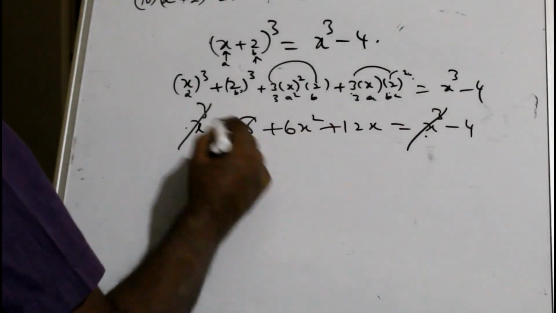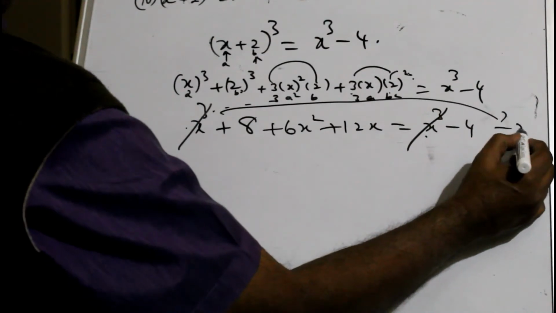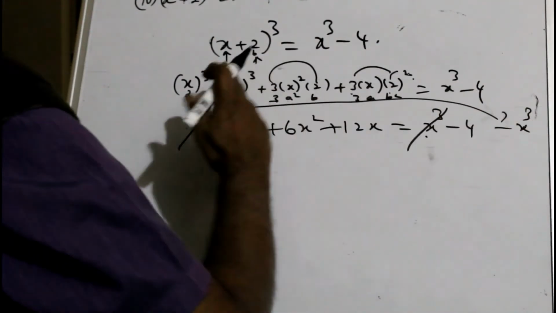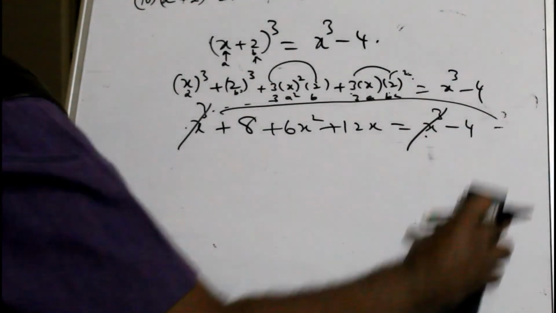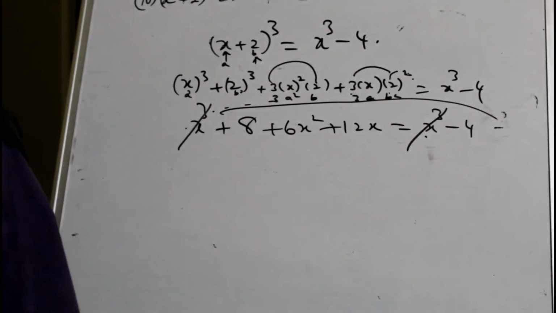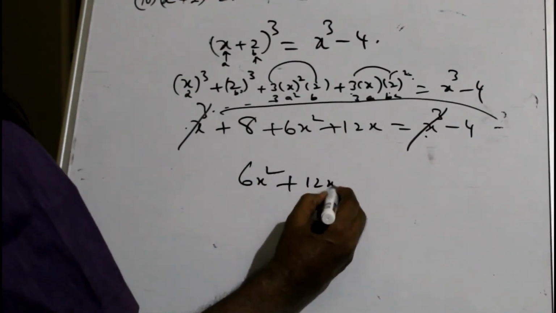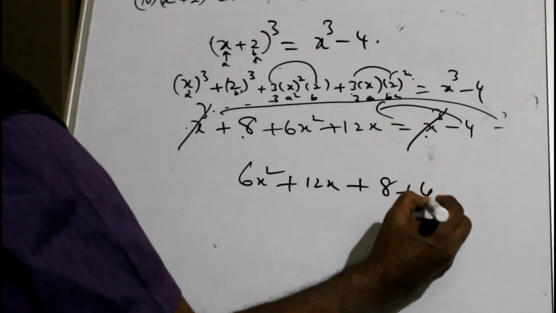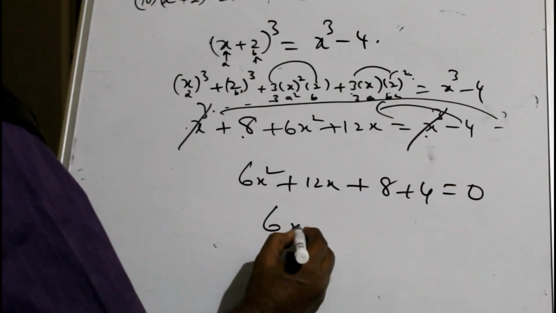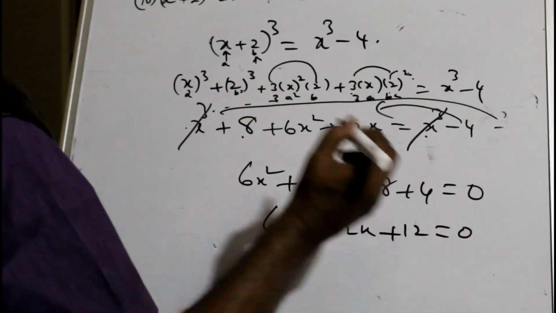Now look here, this x cube is plus, this x cube is plus. Both will get cancelled. Actually, this will go to the other side and become minus x cube and cancel, but straight away also you can cancel. So when you cancel, what will happen? The remaining numbers you can write. First you write 6x square, next you write 12x, next you write 8, and bring the 4 this side. Plus 4 equal to 0. 6x square plus 12x plus 12 equal to 0.